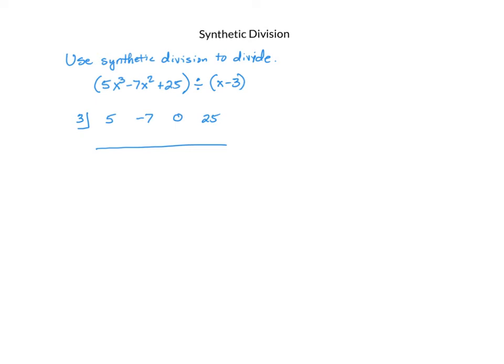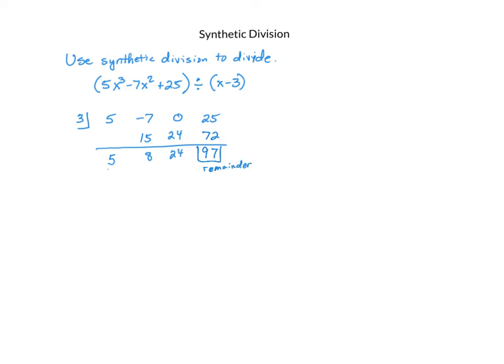Bring down our first number. That would be a 5. We multiply these two together and write it down right here. And now we add. Repeat the process. Multiply, write it down, and add, multiply, write it down right here, and add. Now our remainder is sitting right here.